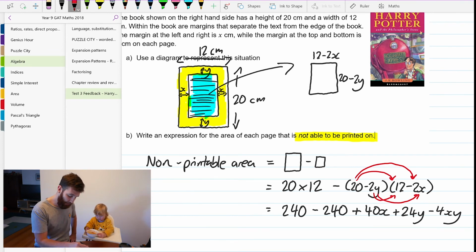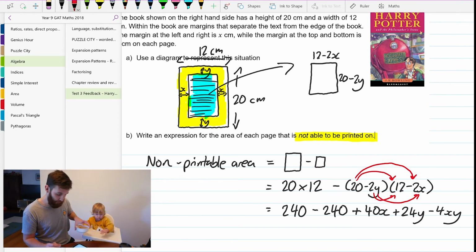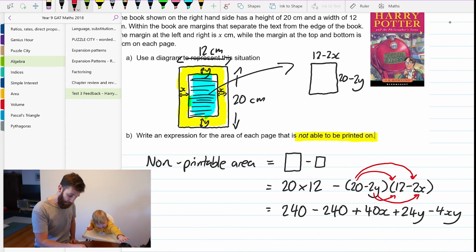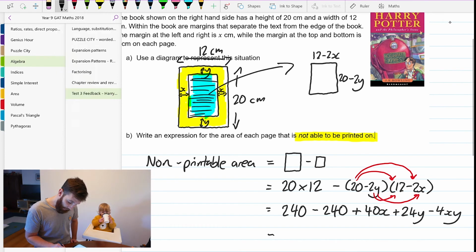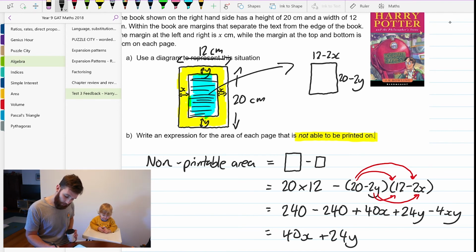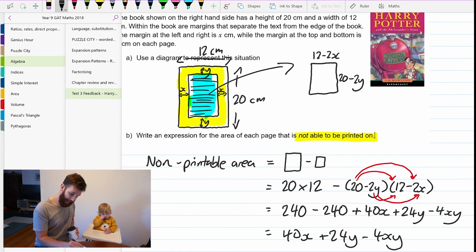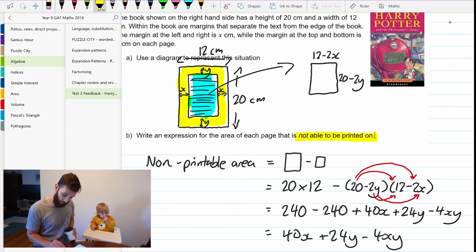Okay, so cancelling off and finishing up. 240 minus 240 is nothing. That cancels off completely. And that leaves us with 40x plus 24y minus 4xy. And that is your final answer.